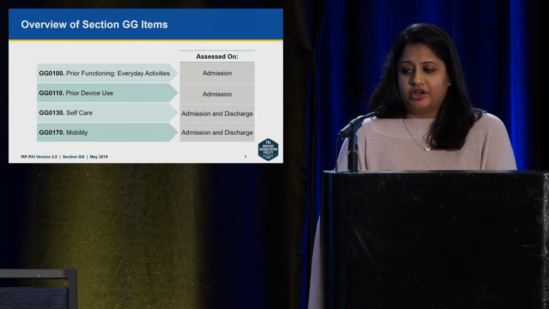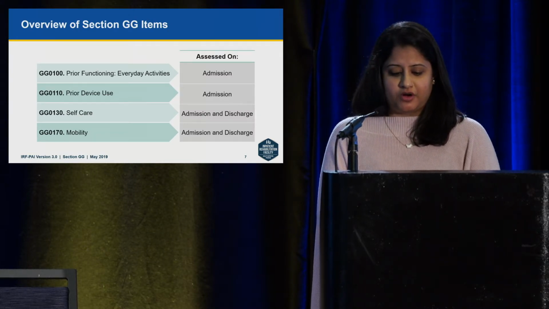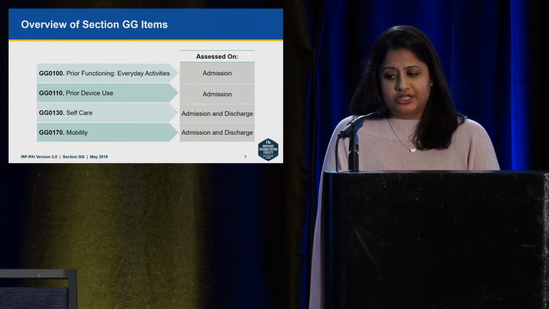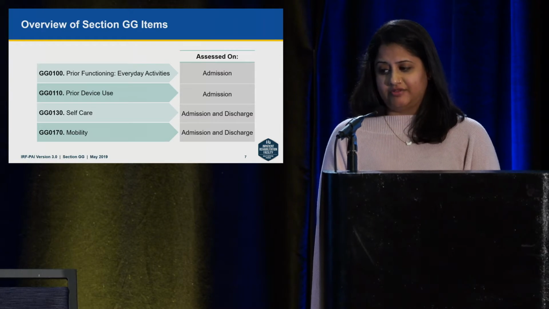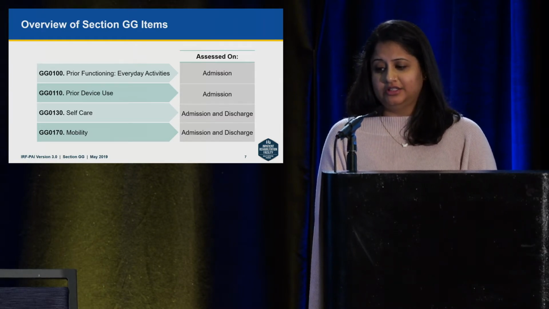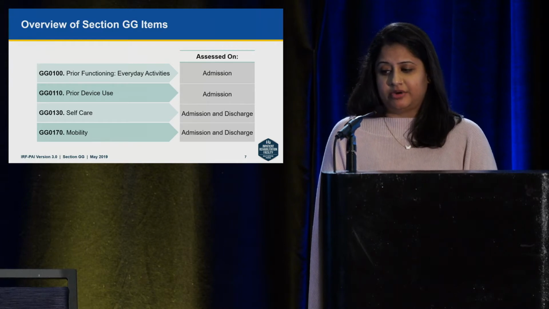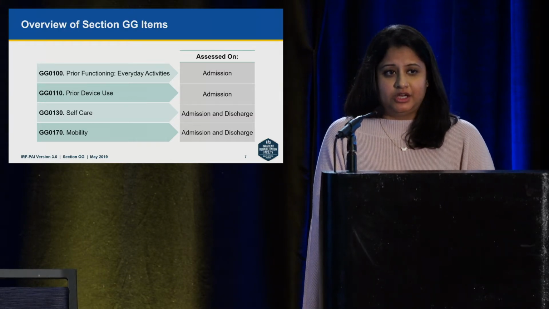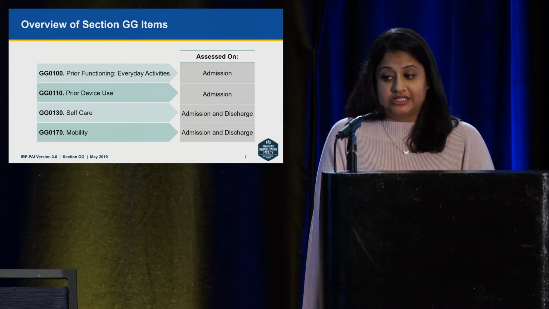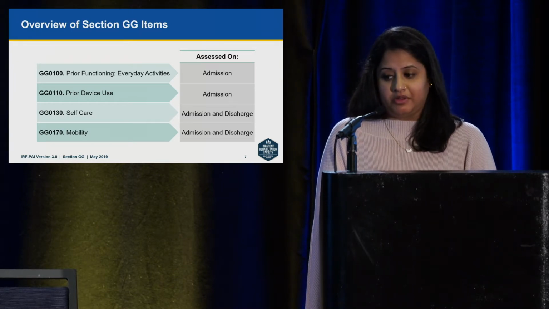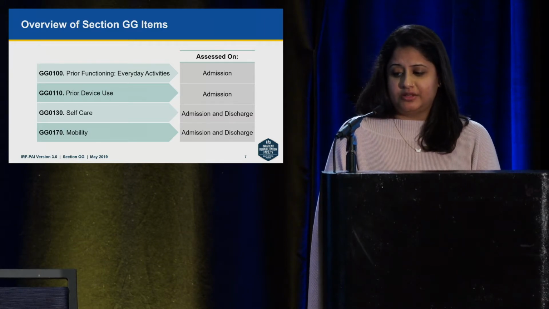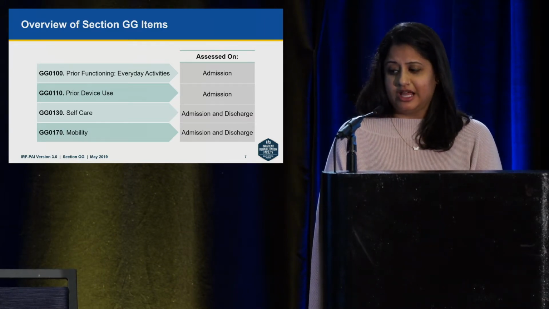So we'll start off with the overview of section GG items. There are really 4 items that we focus on. GG0100 is prior functioning with everyday activities, which is assessed on admission. GG0110 is prior device use, which is also assessed on admission. These 2 items help clinicians determine how they would like to set up goals and their care plans. GG0130, self-care, and GG0170, mobility, are assessed at both admission and discharge.